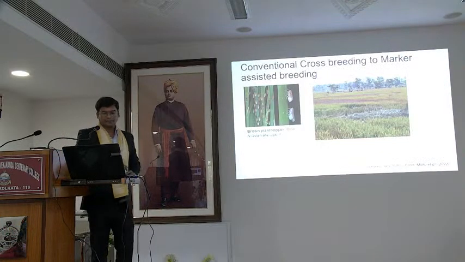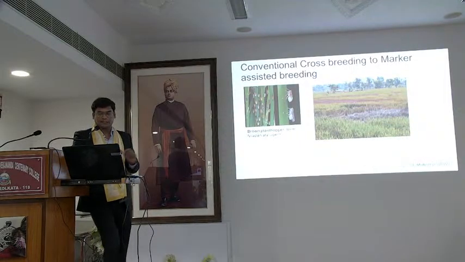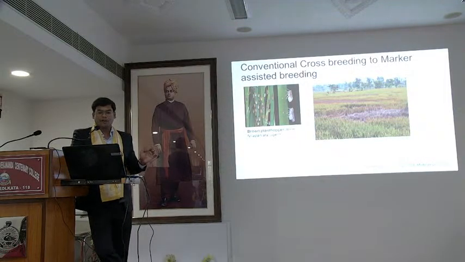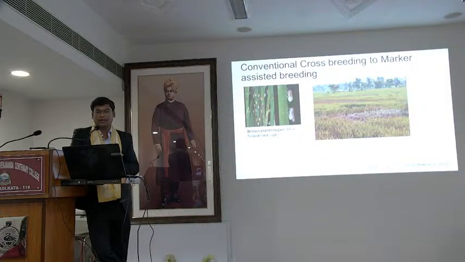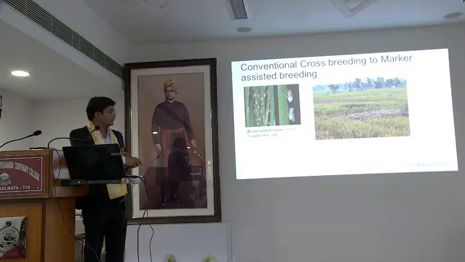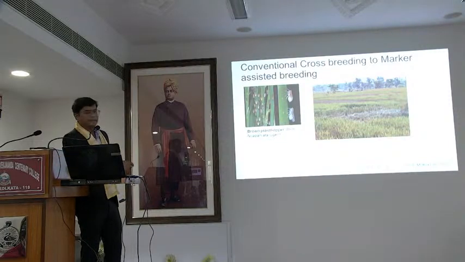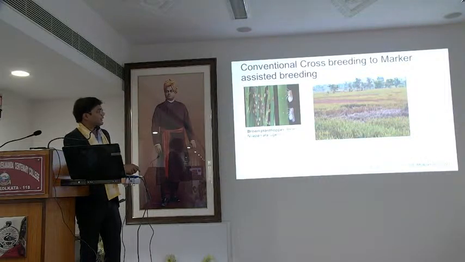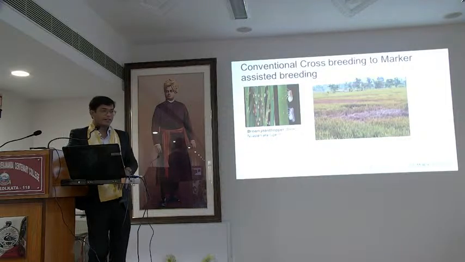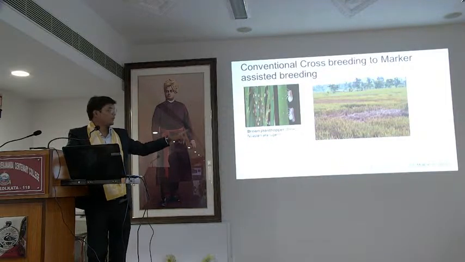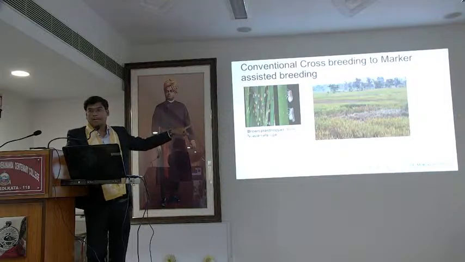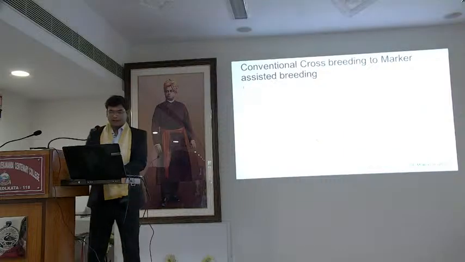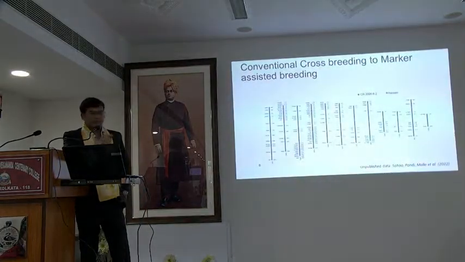Now, let me just show you one thing here. I just added this one. Conventional crossbreeding to marker-assisted breeding. What is that? I'm not going into details of that, so it would be too much deviation from my topic. So this is a brown plant hopper. This is an insect. It causes huge damage to rice plant. So you can see this is the damage because of this insect. This is called hopper burn. So brown plant hopper can damage your crop like that. So let me just share this story with you.